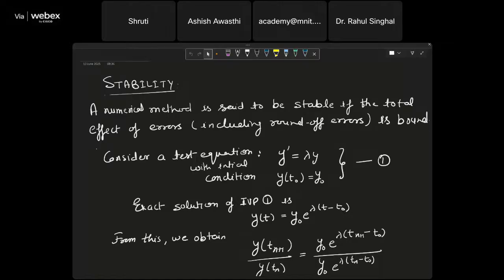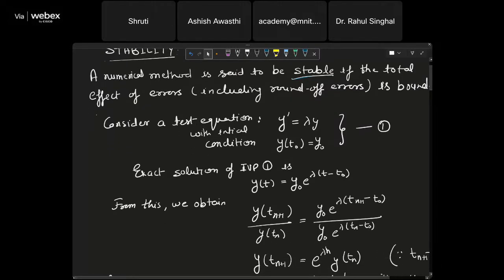Okay, so that is the idea. So again, to understand it in a better way, let me consider the test equation y dash equal to lambda y. Lambda can be real, it can be complex as well. Okay, initial condition is y t naught equals y naught. So exact solution will be this: y naught e to the power lambda (t minus t naught). If I make use of the initial condition, I can easily write it.